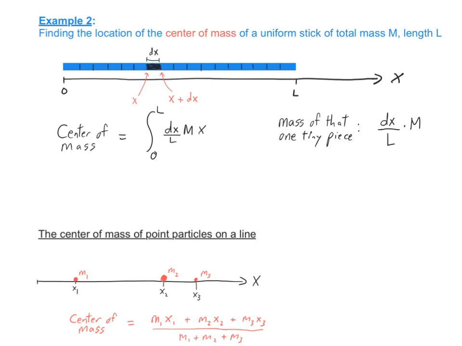And then to get the center of mass, when we had a bunch of point particles, this was the numerator. So this part corresponded to the numerator, and the denominator is just the sum of all the masses of all the particles here. Well, the sum of all the masses of this whole thing, we know it adds up to M, the total mass of the stick. So we divide by the total mass of the stick.